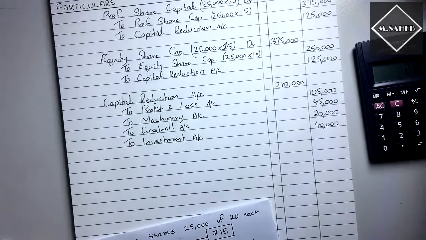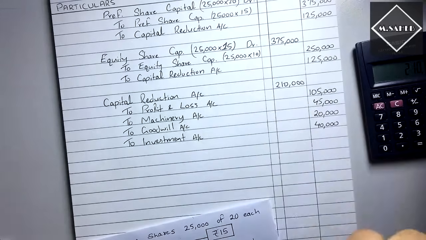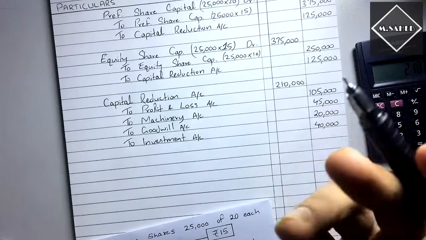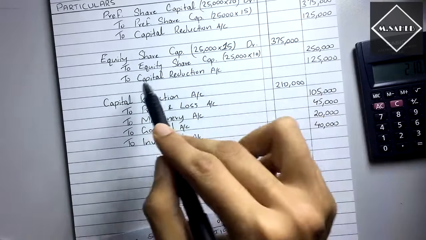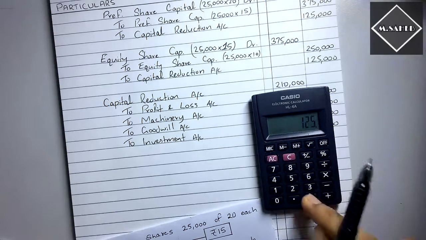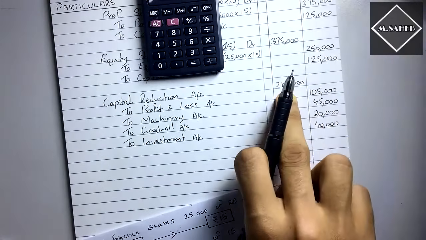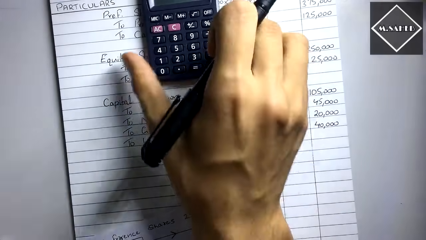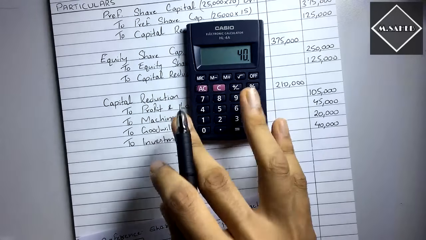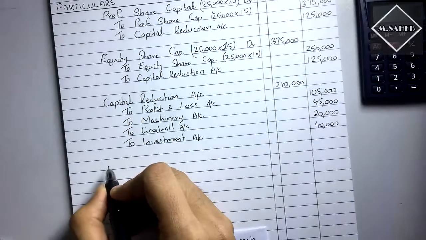Now see one thing, I told you in the previous video that whenever there is a balance left in the capital reduction account, you have to transfer that balance to capital reserve. First we have to check whether the balance is left or not. See, here capital reduction account was credited 125 plus 125, that is 2,50,000. Here it is debited by 2,10,000. So 2,50,000 minus 2,10,000, 40,000 balance is there. That 40,000 balance would be transferred to capital reserve account.